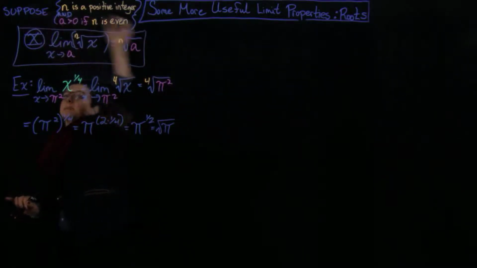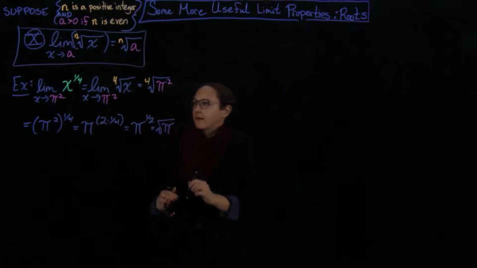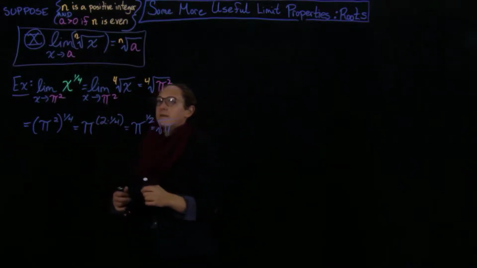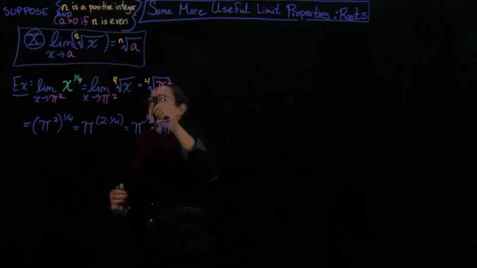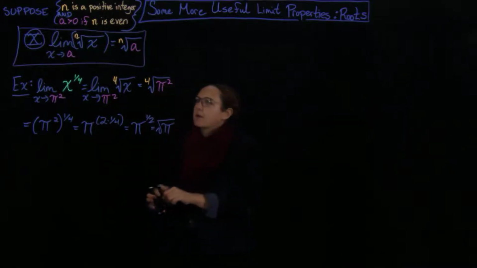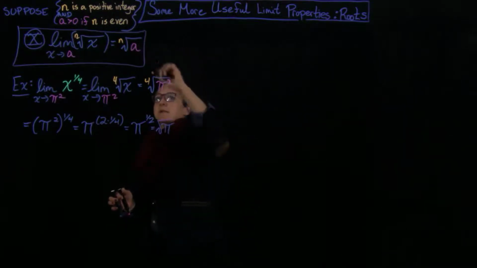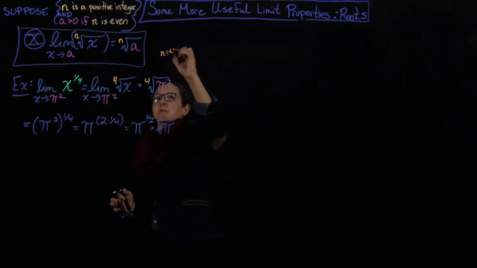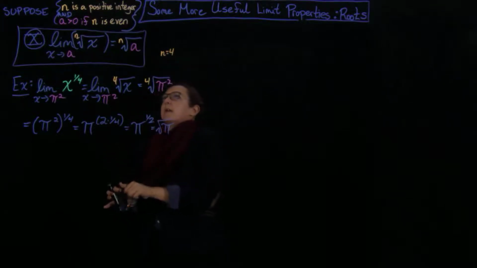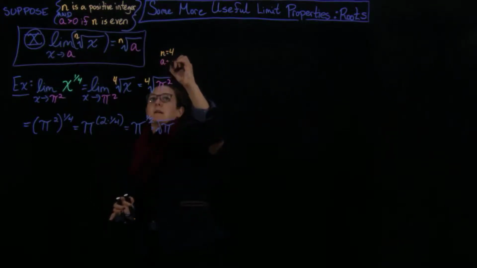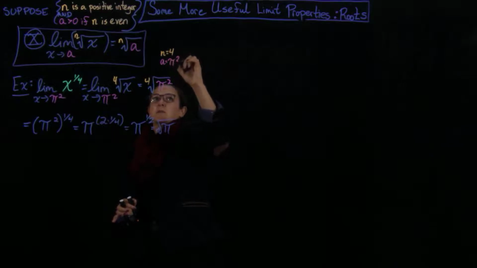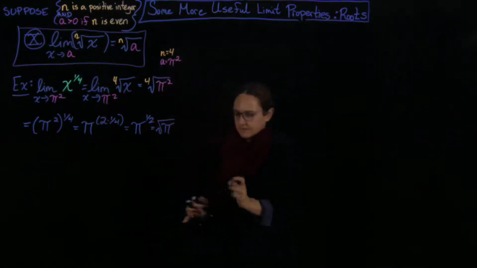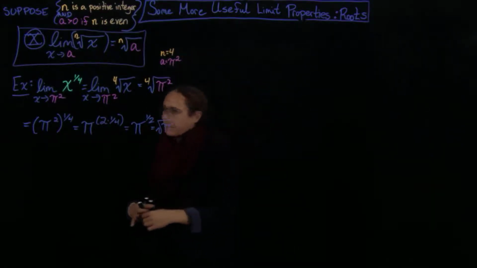Well, that actually goes there. And then we have, oh, by the way, to work out here, in this correspondence, this is n equals 4, and a equals pi squared, if you're trying to work that out. It's useful. Okay, let's do the next one.